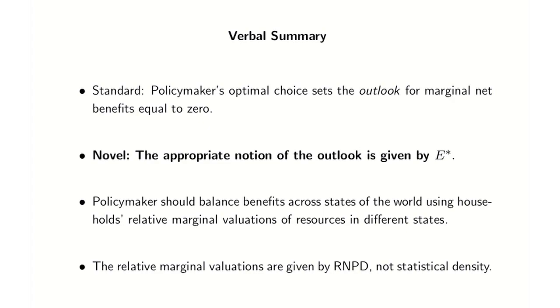Now, I'm saying it's got an outlook because you're choosing today and the outcome occurs in the future. Again, that makes sense. The question is, how do you figure out the probabilities to inform that outlook? And the right answer to that is to use E star. That's what the argument is. The policymaker should be balancing benefits across these states of the world using the household's relative marginal valuations of resources in different states. And these relative marginal valuations are typically going to be given by this risk-neutral probability density, not by a statistically estimated density. So that's the verbal summary of the results.